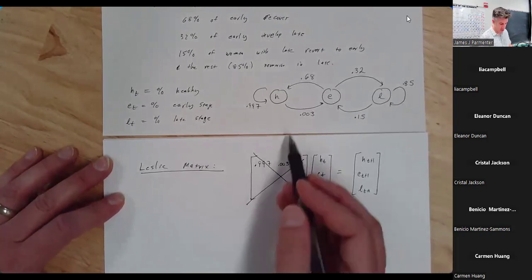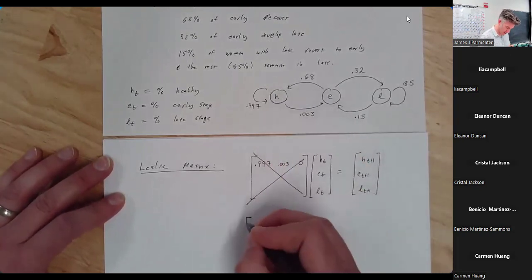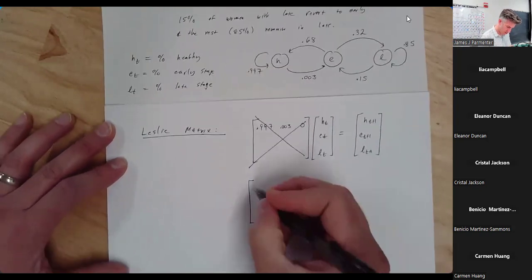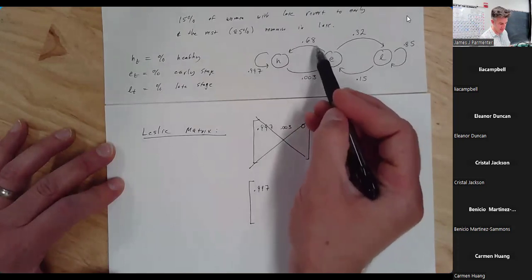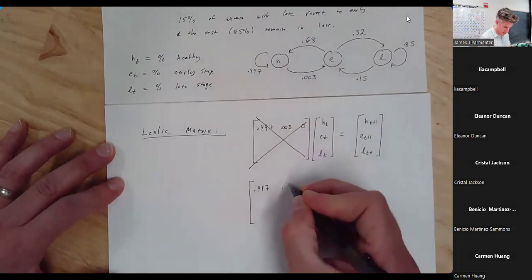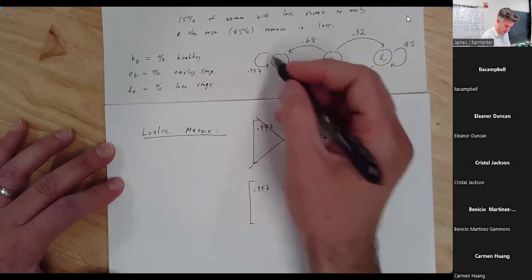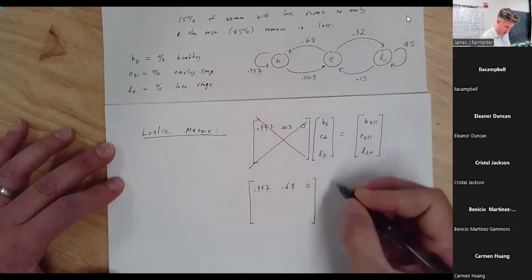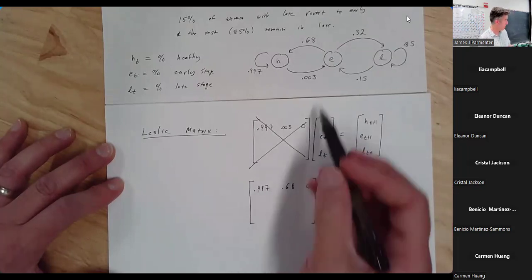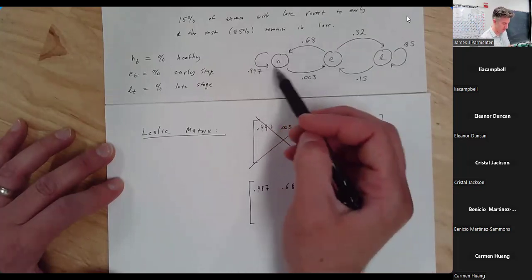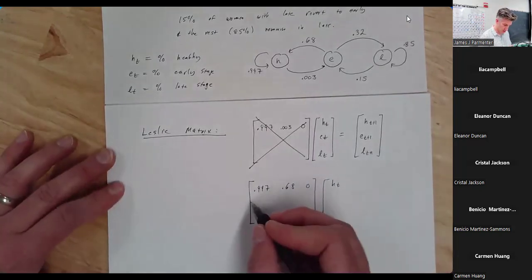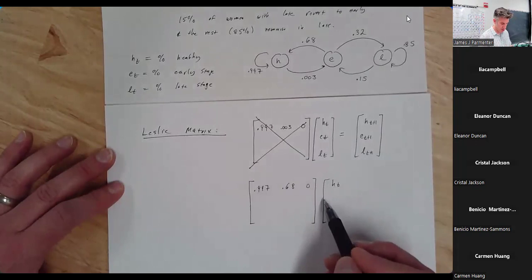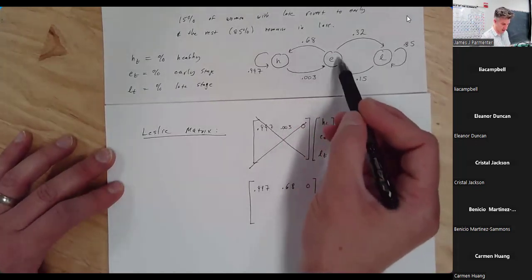This first row should be the stuff that's going into the healthy. Apologies. So it should be 0.997 times the healthy, and then going into the healthy is 68% of the early and 0% of the late. So let me say it again with more conviction. In this first row should be all the things that are pointing into the healthy, or whatever the first category is. Similarly, in this second row should be all the things going into the second category.